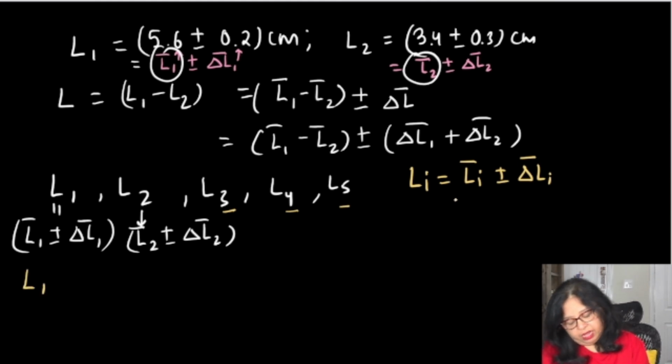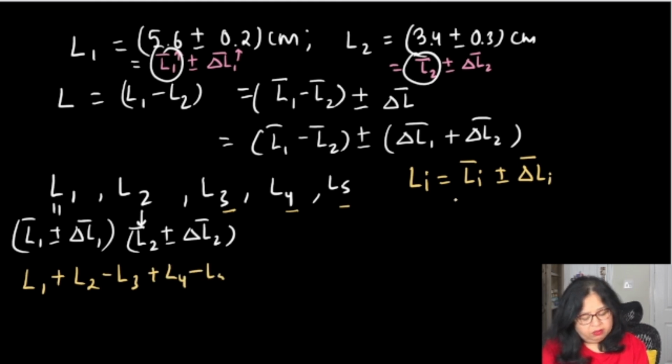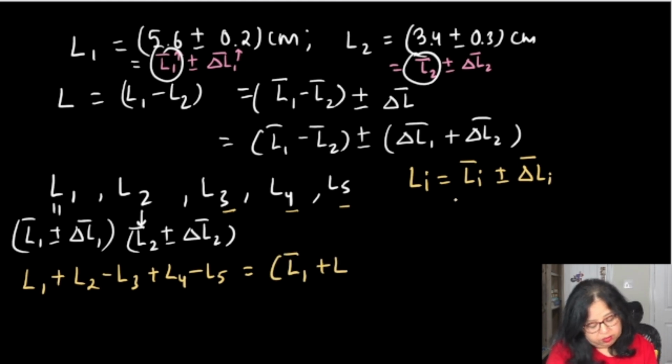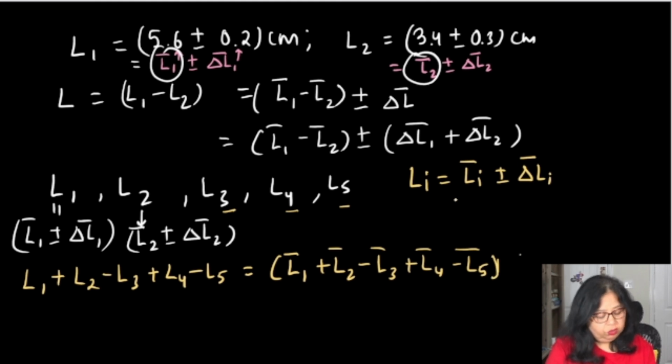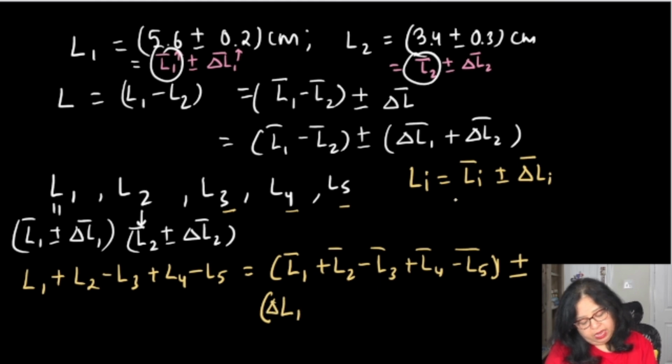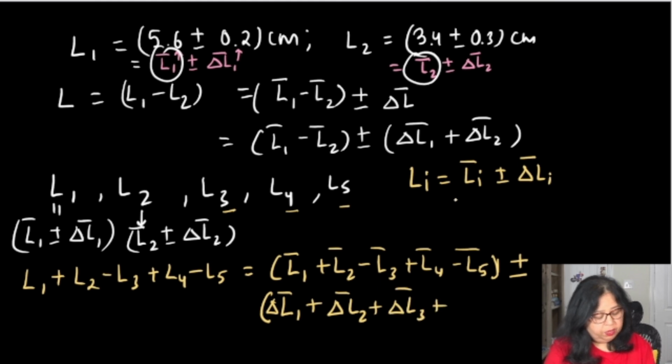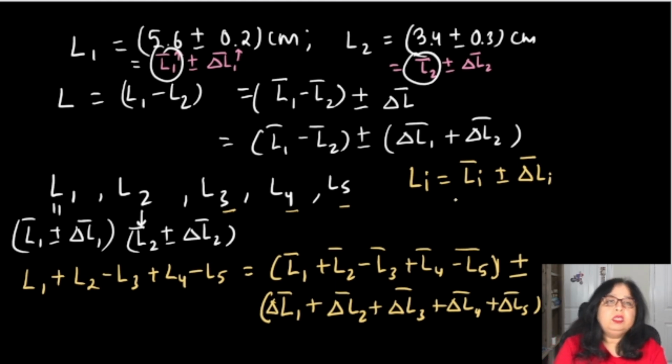And we're asked to find L1 plus L2 minus L3 plus L4 minus L5. What do you think this will be? This will be equal to L1 bar plus L2 bar minus L3 bar plus L4 bar minus L5 bar. So far so good. What about this uncertainty? Uncertainty will be delta L1 bar plus delta L2 bar plus delta L3 bar plus delta L4 bar plus delta L5 bar. Okay. So it doesn't matter whether you're adding or subtracting.